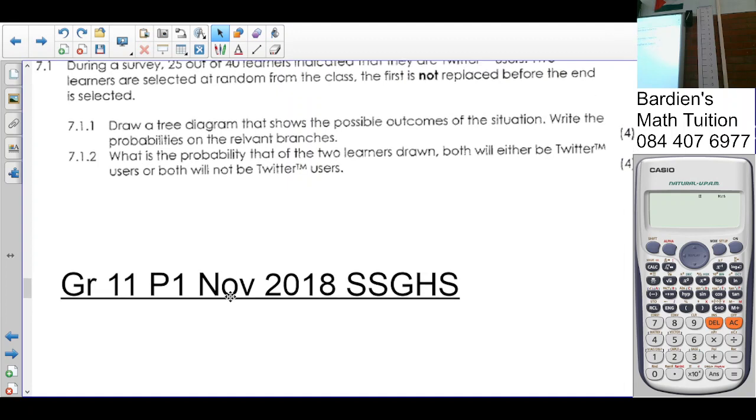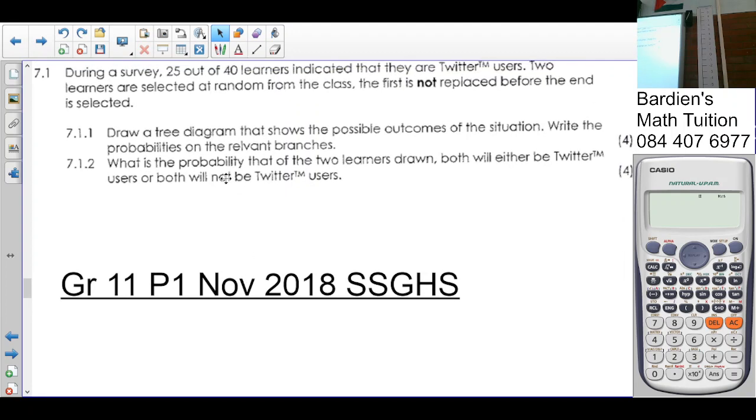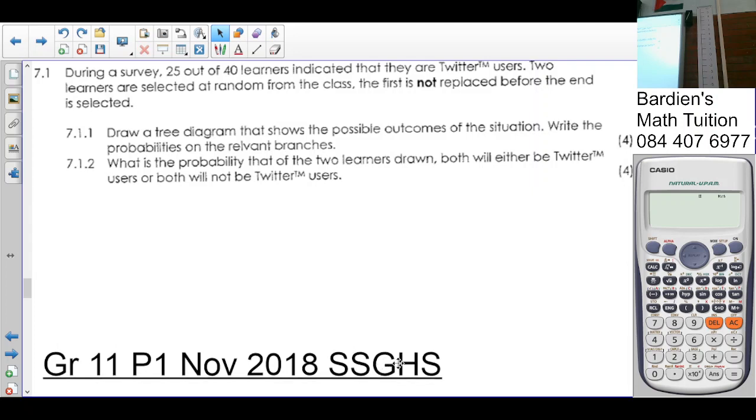Okay, people, in 7.1, let's talk about this here. During a survey, 25 out of the 40 learners indicated that they are Twitter users. Two learners are selected at random from the class. The first one is not replaced before the second one is selected. Now there's a typo there. Draw a tree diagram that shows the possible outcomes of the situation. Write the probabilities on the relevant branches.